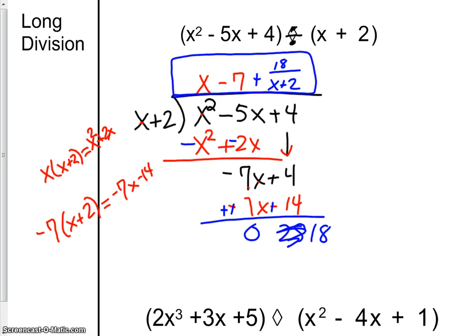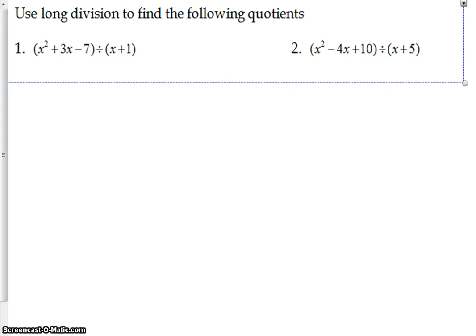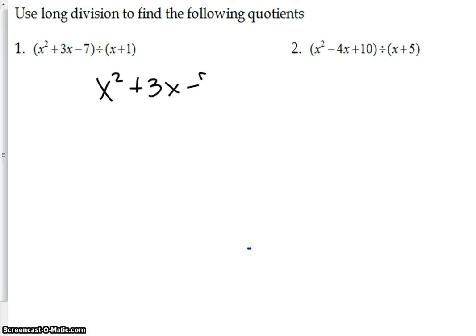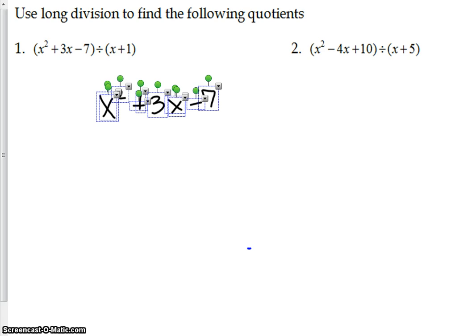Okay, let's do another one. All right. This is from the worksheet that we have as an assignment. So my first problem here turns out to be, let's see if I can get this a little bit bigger. There we go. Let's get rid of the dotted lines. All right. So the first problem turns out to be x squared plus 3x minus 7. And actually, I'm going to move that down a little bit. There we go.